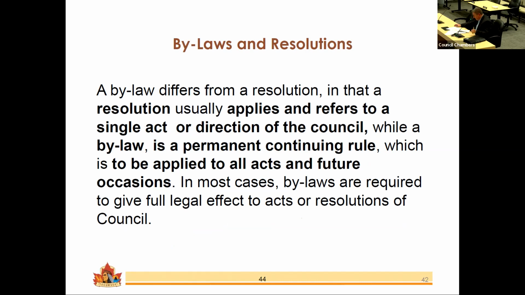And then just briefly on bylaws: a resolution usually applies and refers to a single act or direction of council, whereas a bylaw is a permanent continuing rule, which is to be applied to all acts and future occasions. In most cases bylaws are preferred, and in some cases absolutely required, to give full legal effect to those acts or resolutions of council.